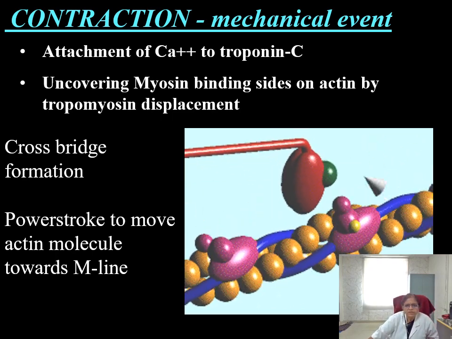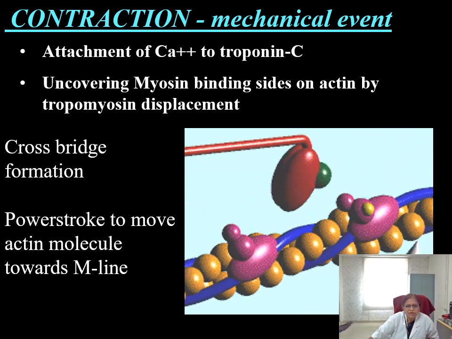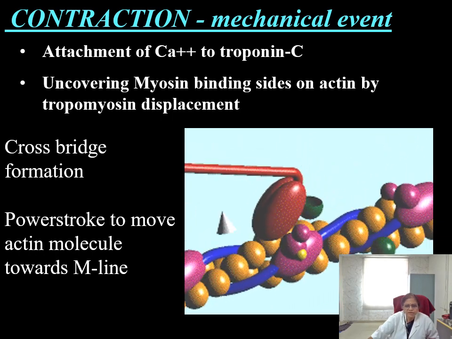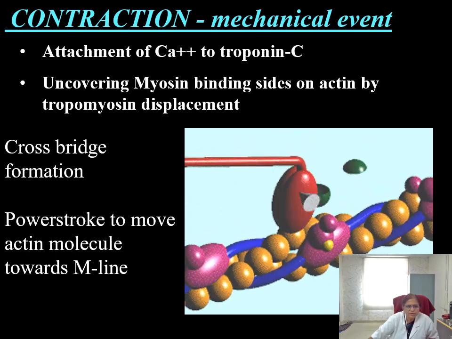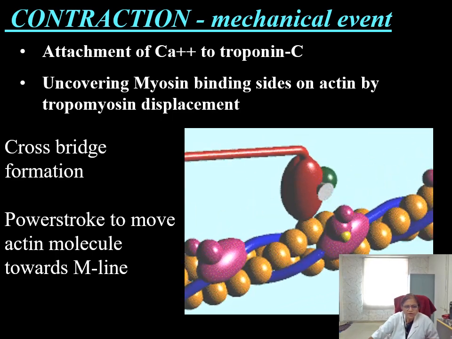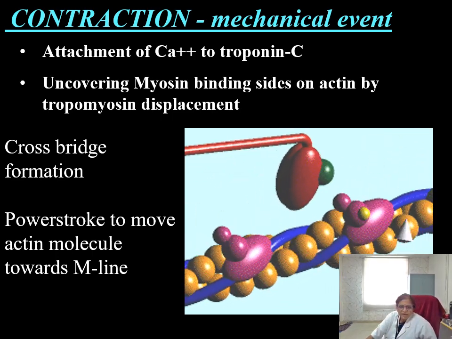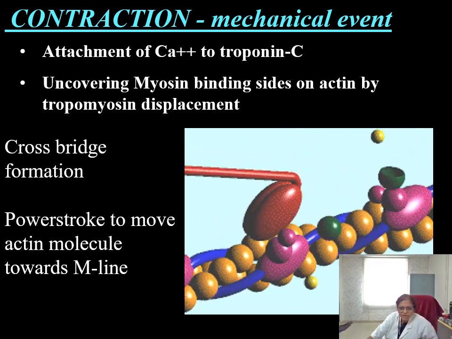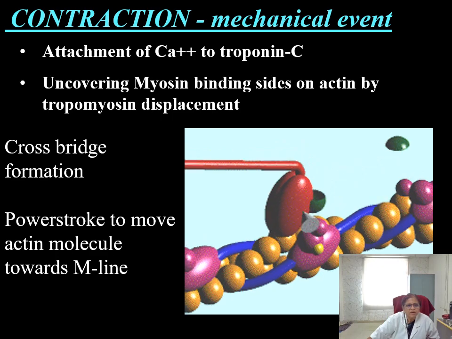So the next process is the mechanical event. Contraction is also called the mechanical event. Excitation is nothing but the action potential spreading here. So DHP and ryanodine help in the calcium release, and that event is called excitation contraction coupling. Now we go for the actual contraction mechanism.